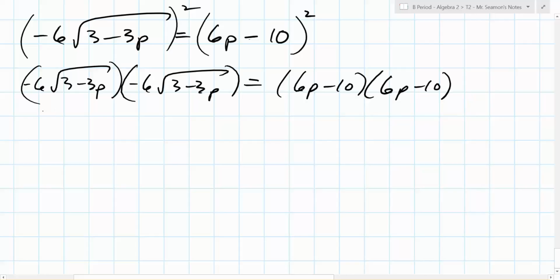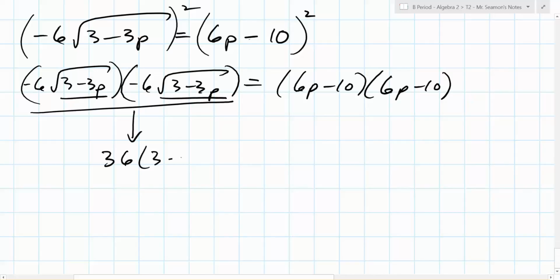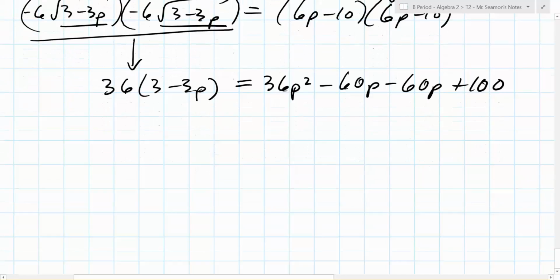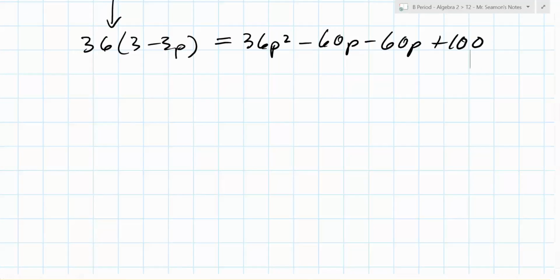Exactly. What does the left side become? What's negative 6 times negative 6? 36. And what's the square root of 3 minus 3p times the square root of 3 minus 3p? 3 minus 3p. Equals 6p times 6p, which is what? 36p squared. Yep. Minus 60p plus. Is it kind of annoying that these numbers are bigger? Yeah, but they could be worse. What's 36 times 3?